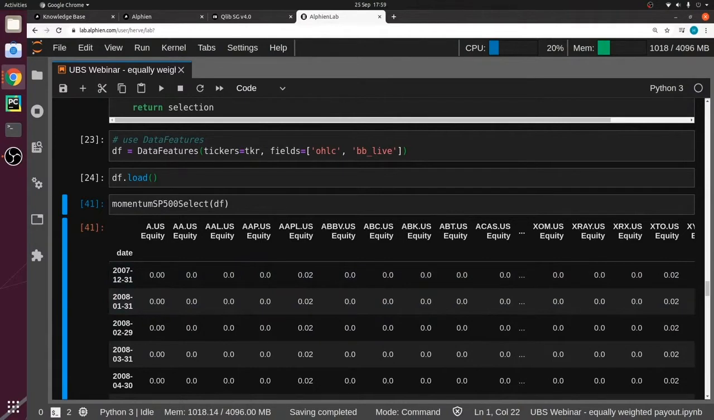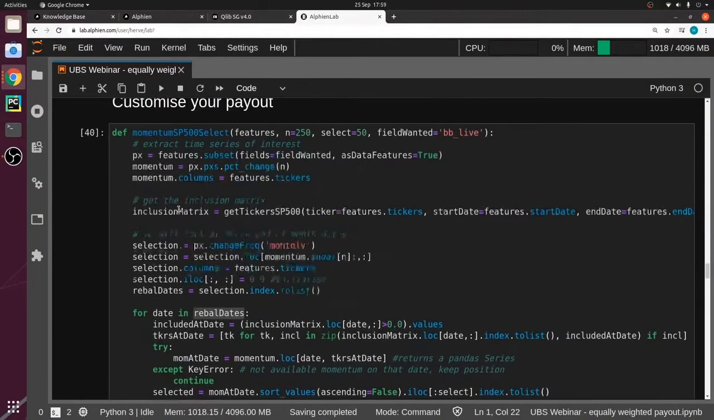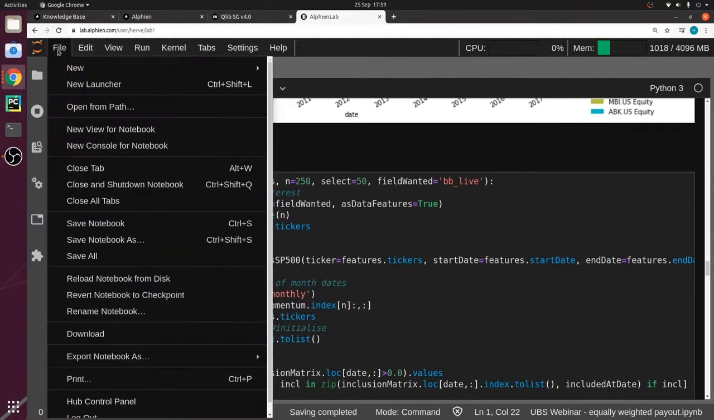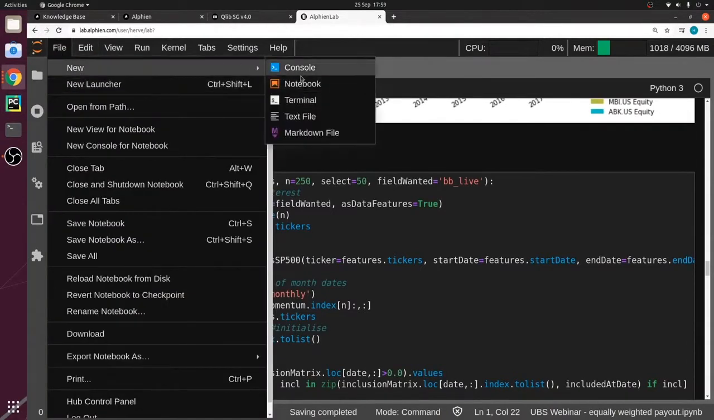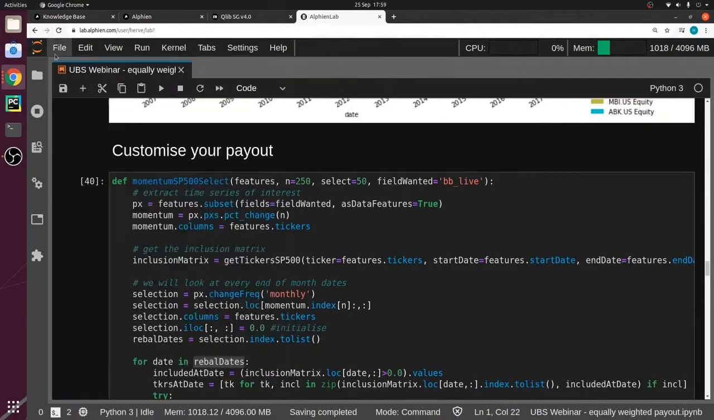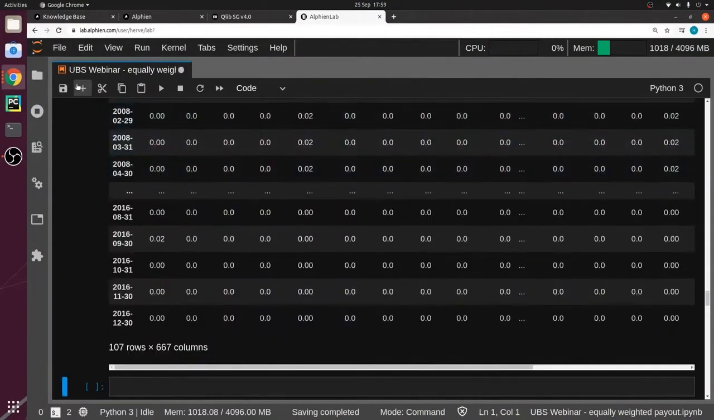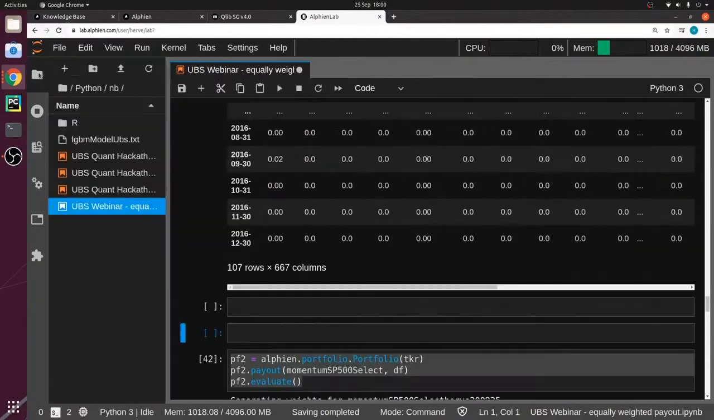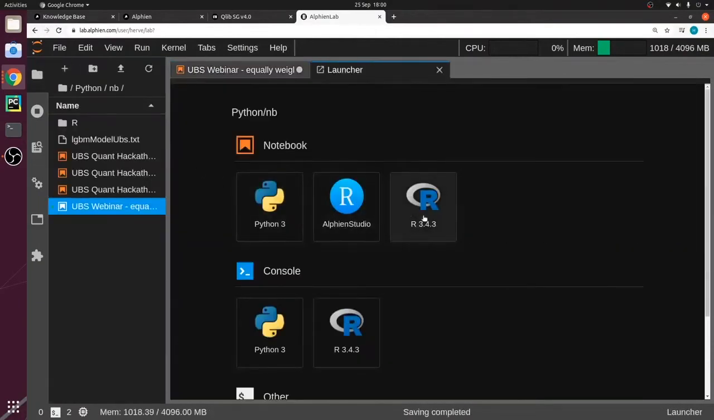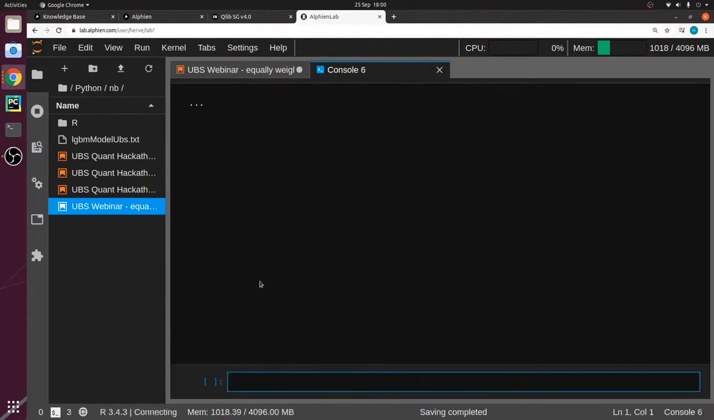Is there an R function to get the inclusion matrix? Yes, there is. Everything that we have available in Python is also available in R. And the beauty is that it is also the same function. So let's take a look. If I want to start a new console in R, I'm going to wait for the kernel to launch.